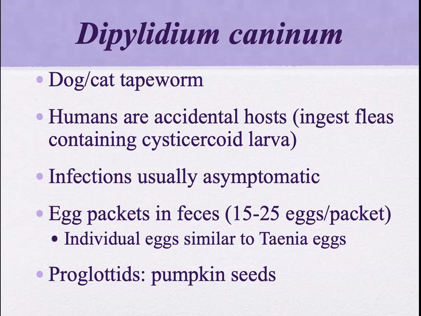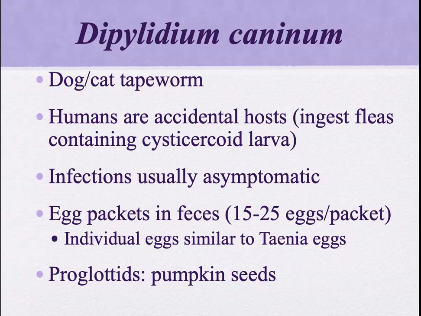The last parasite we will cover in the cestode lecture is Dipylidium caninum. Its common name is the dog or cat tapeworm because those are the main definitive hosts for this parasite, and humans serve as accidental hosts. So humans get infected when we ingest dog or cat fleas that contain cysticercoid larvae. So that is your infective stage.